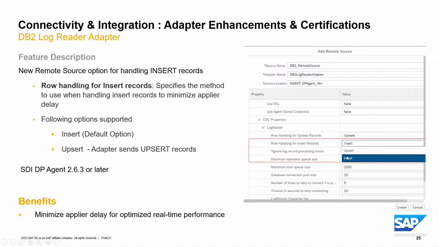When you select this option, the adapter sends insert. When you select upsert, the adapter sends upsert instead of insert. Again, this option is also added to minimize applier delays for optimized real-time performance with the DB2 log reader adapter. This option is supported with DP Agent 2.6.3 or later.